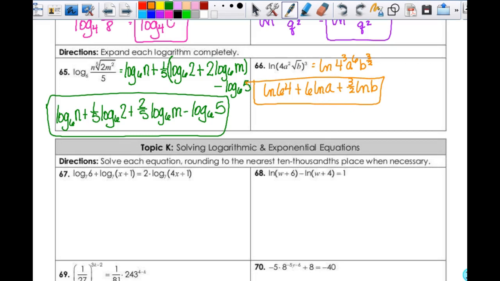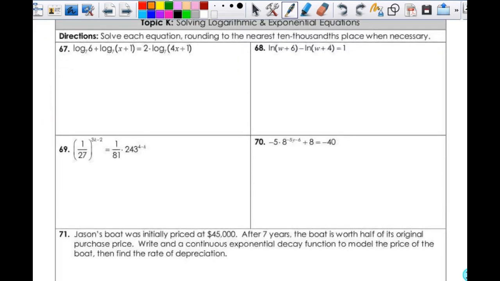So now we're going to solve them using some of those same skills. It says solve each equation rounding to the nearest 10,000th, though, but we're not doing that. I think a little better than that at this point. So I need to condense first. You have to have a single log on each side. I cannot stress that enough. Log equals log. Even if you know what's about to happen, it doesn't matter.